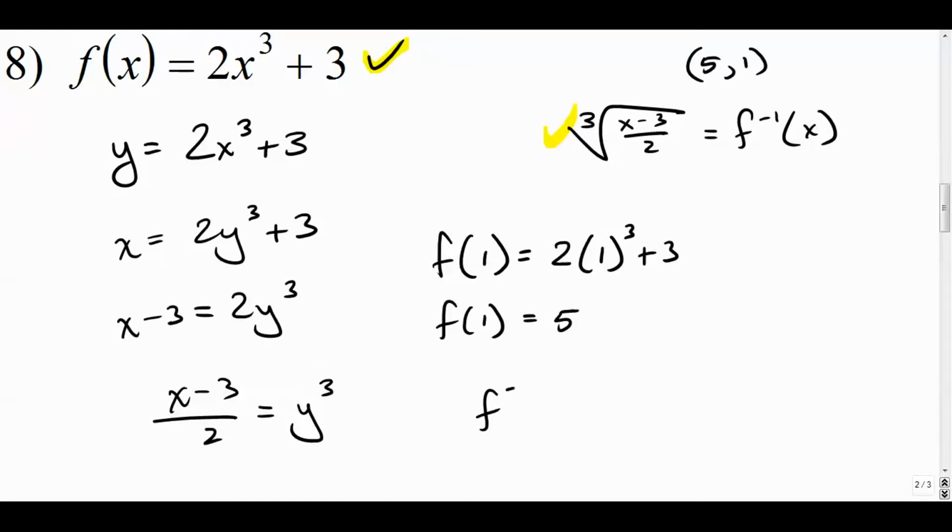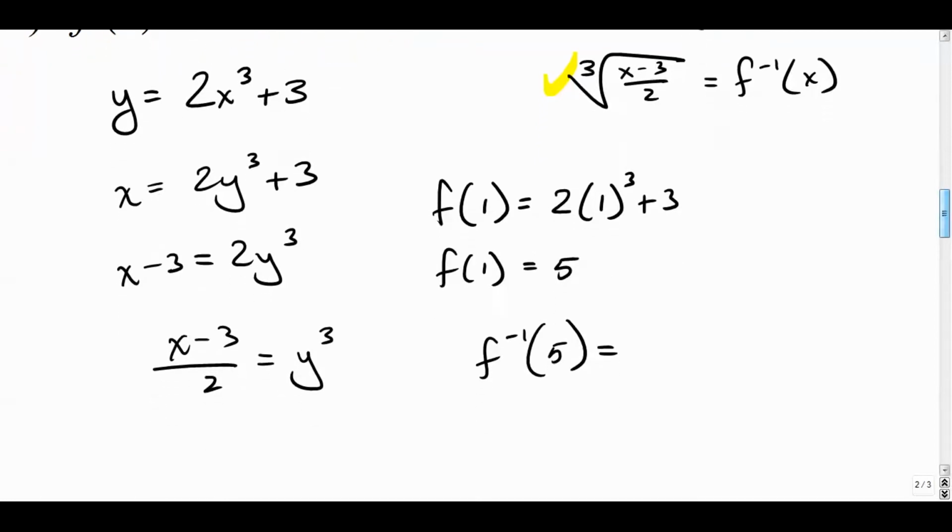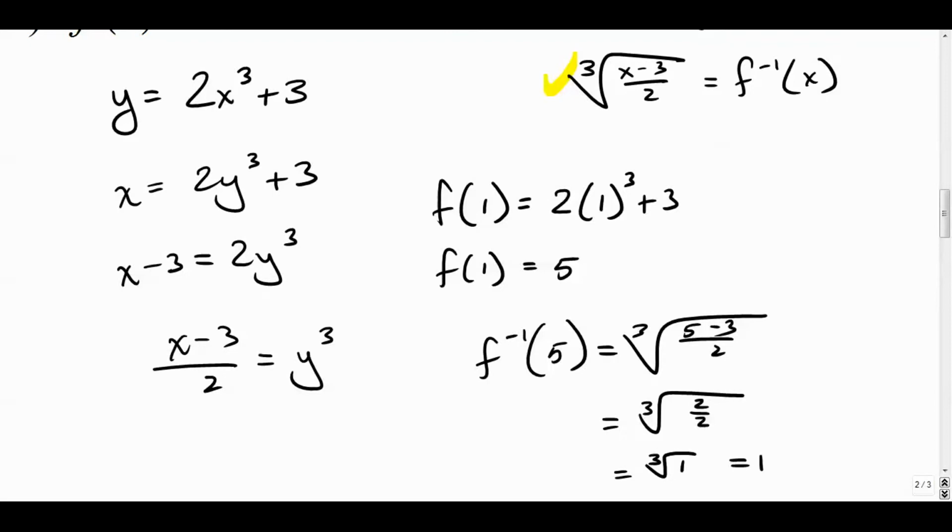Let's see if we plug in 5 to our inverse, are we going to get 1? That's our little mini task here to confirm. So we have the cube root of (5 minus 3) over 2, the cube root of 2 over 2, the cube root of 1 is 1. So it checks out. In the original function, (1, 5). In the inverse, (5, 1).